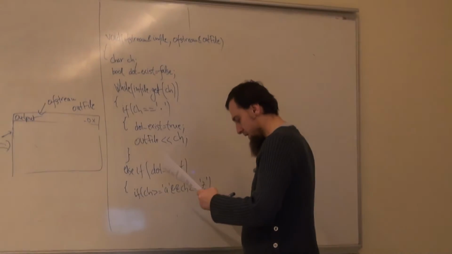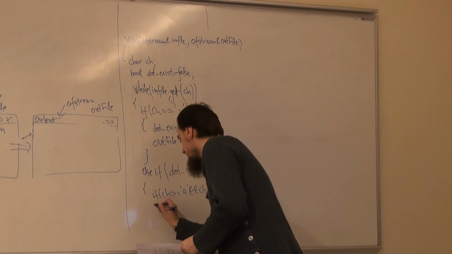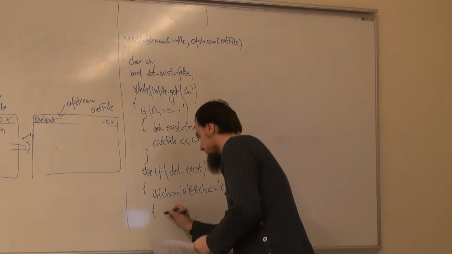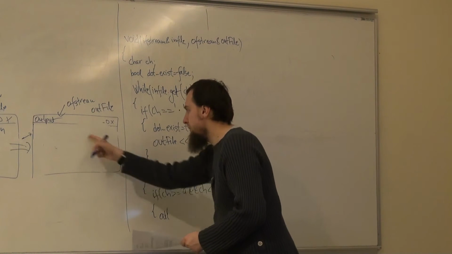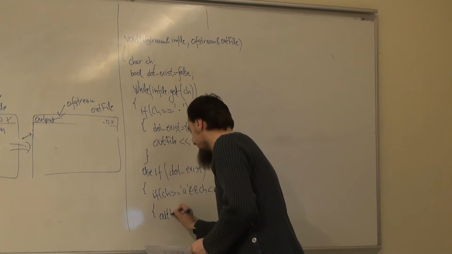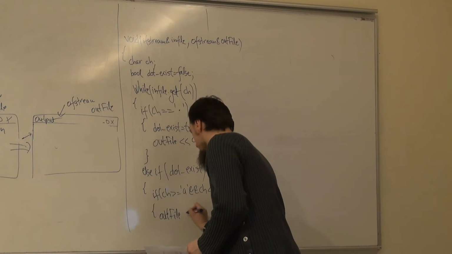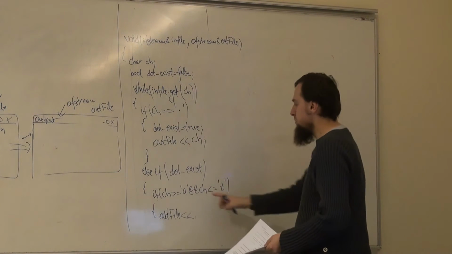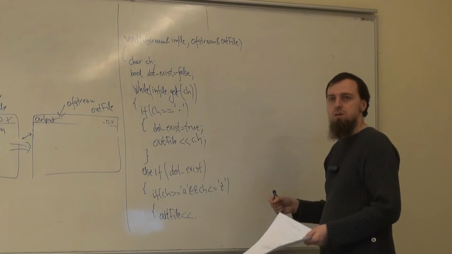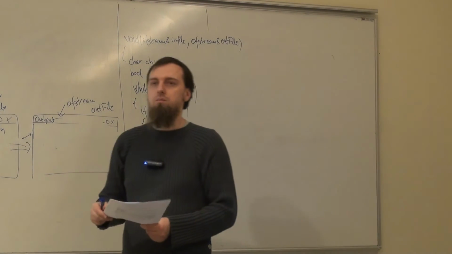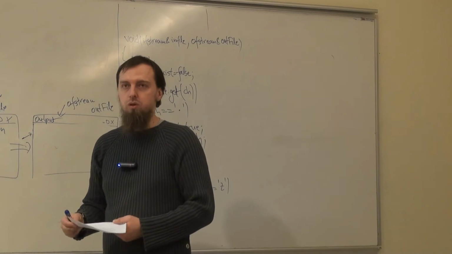So, if it's a lowercase a, then we should subtract it. And this is the way we do it. Out file, we print it to the out file, we send it to the out file with the arrows. But we should print the character. Basically, we can say the character minus what? Minus 32. We can do it.